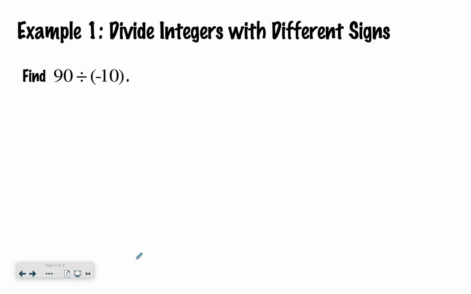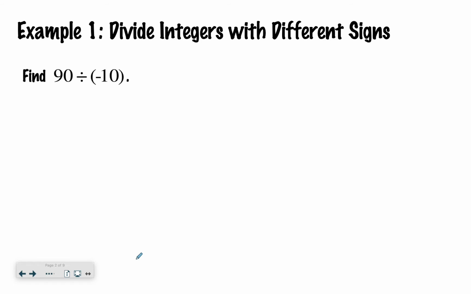Before I even start solving this first problem, I want to let you know that the same rules that you use for multiplying integers apply to dividing. So if you have one positive and one negative, no matter what, your answer is going to be negative. If you have two positives or two negatives, your answer is going to be positive. So when you have different signs, like in this first example, your answer is going to be negative, and then you just divide normally.